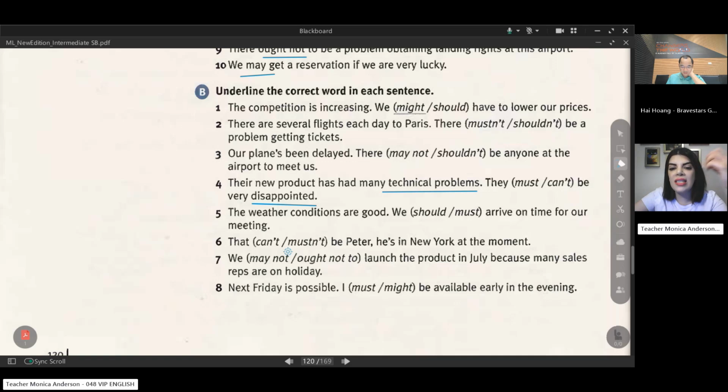When you say mustn't, of course, you know that the degree of mustn't is lower than must. But he knows he can't be, but mustn't is too much. So why? Maybe he is. So we need to have that percentage. It's not 100. So here, that cannot be Peter is a no. So can't is better.